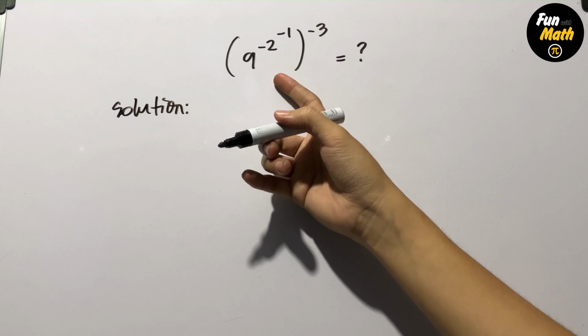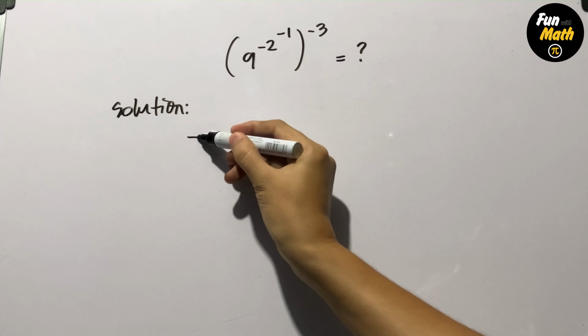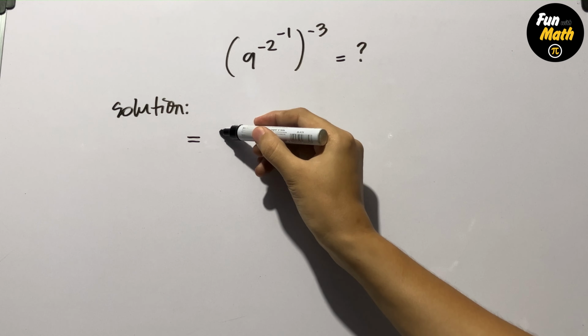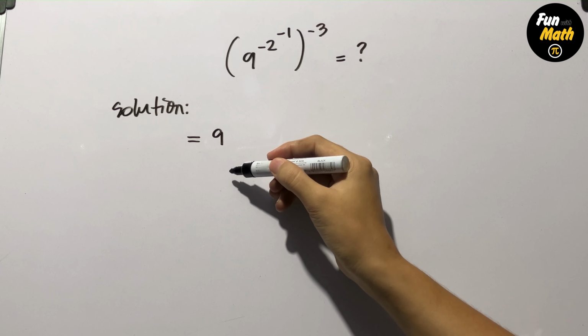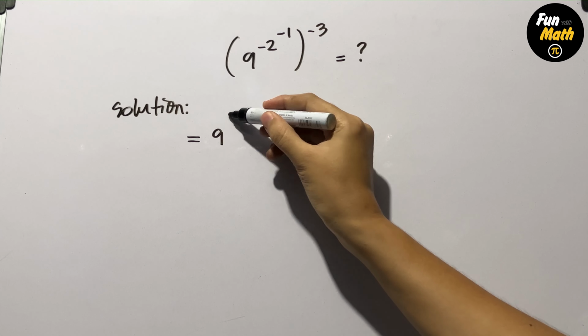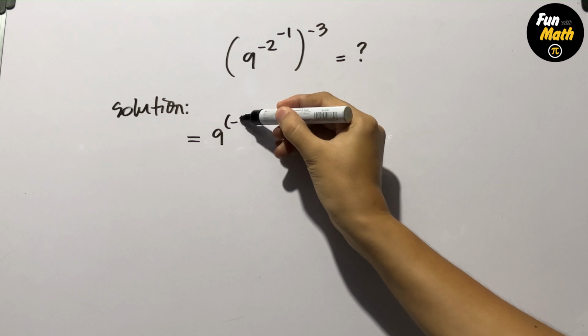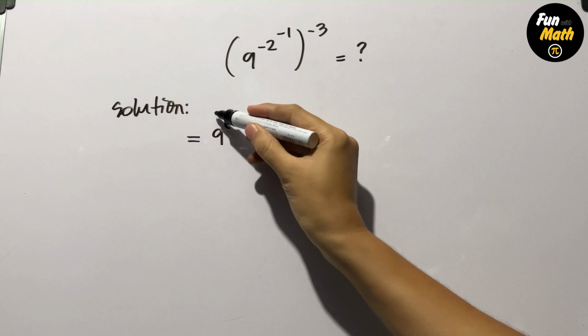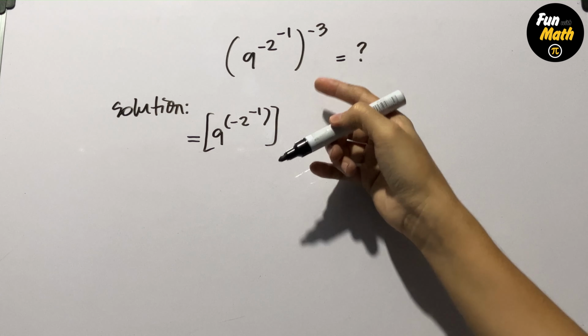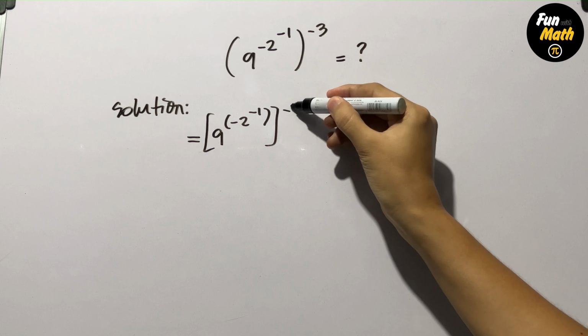For this, equals, let's write the base 9 to the power of negative 2 to the power of negative 1. So let's separate for that. And we use a bracket whole to the power of negative 3.